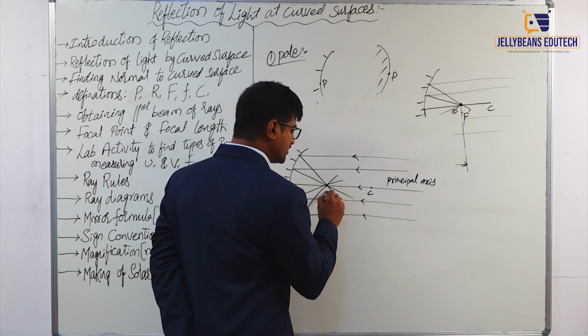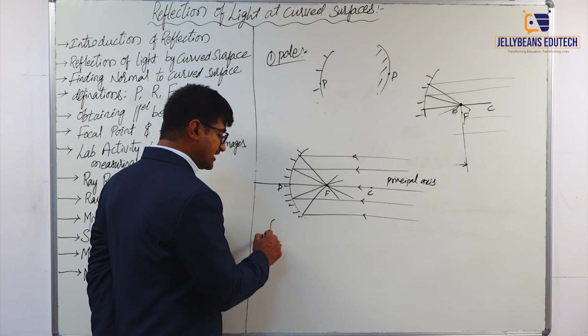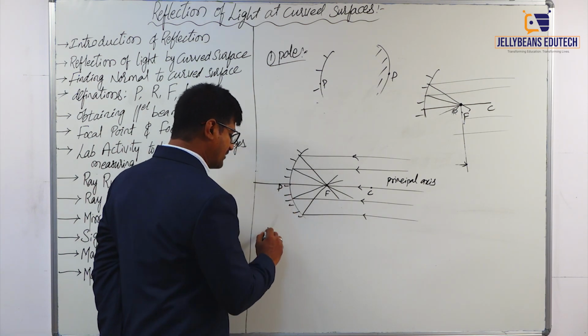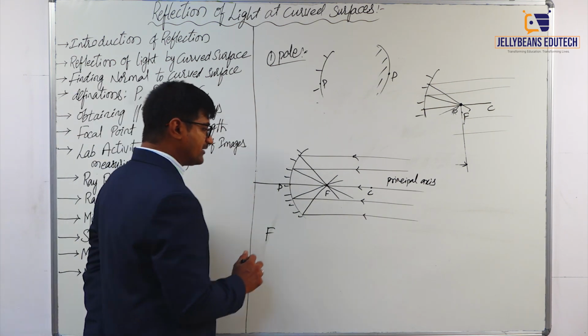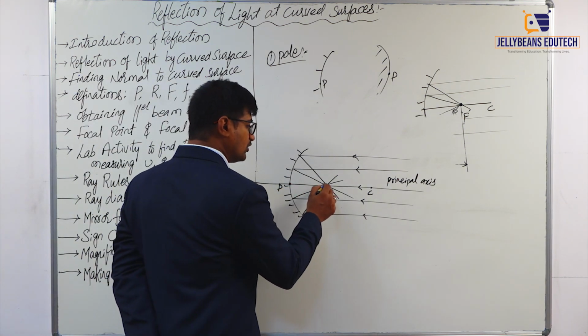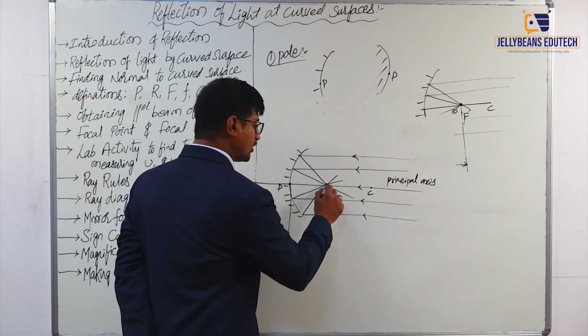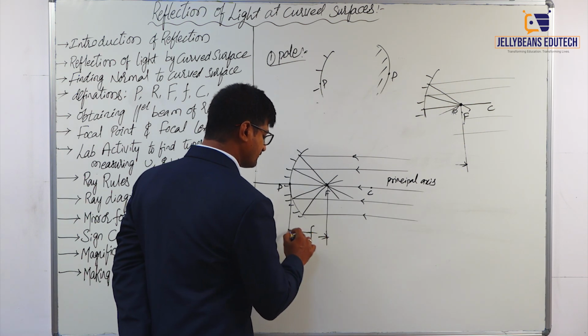Here we are calling this point as a focal point, and this focal point is represented as a capital F. The distance from the pole to the focal point, we are considering it as a focal length, and it is represented by a letter small f.